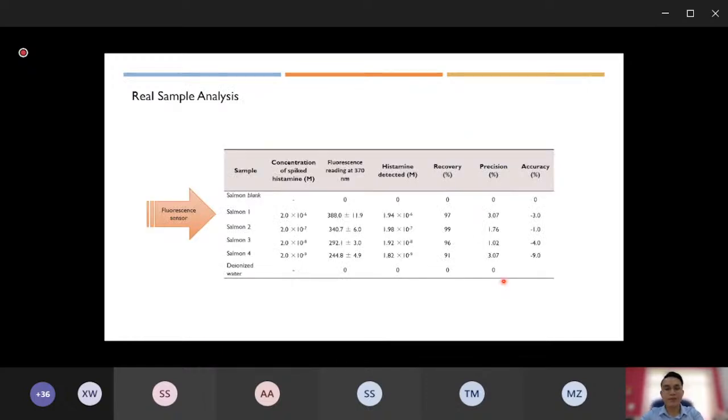To prove the applicability of our sensor, we have to do a real sample analysis. We want to make sure our sensor can detect histamine in the food product. So we used salmon. Here, with the salmon blank, we used a first sample, second sample, and third sample. And we also used deionized water as a control to make sure there is no interference. We got a recovery of around 91 to 97%. We can recover the histamine in the salmon sample. We spiked the histamine in the sample, and we got a good recovery, good precision, and accuracy.